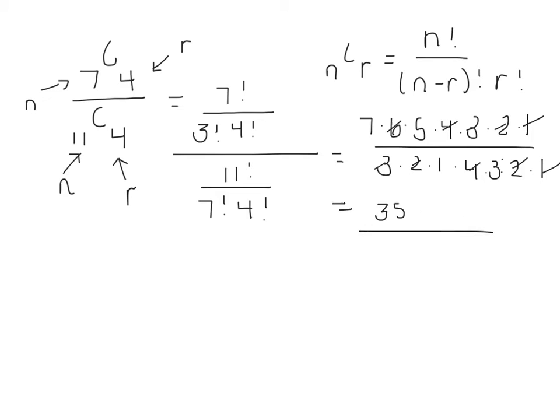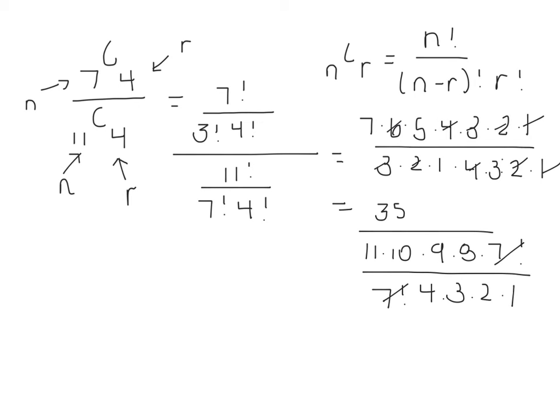In the denominator, we have 11 factorial on top. That's 11 times 10 times 9 times 8 times 7, and so on. I'm going to stop at 7 and so on, which means 7 factorial, because in the bottom I have a 7 factorial, and those 7 factorials will cancel. 4 factorial is 4 times 3 times 2 times 1.